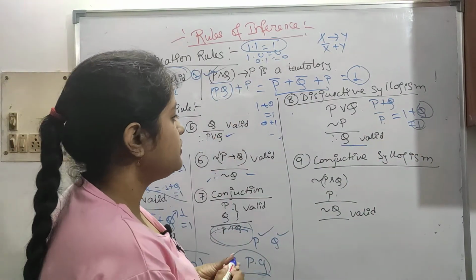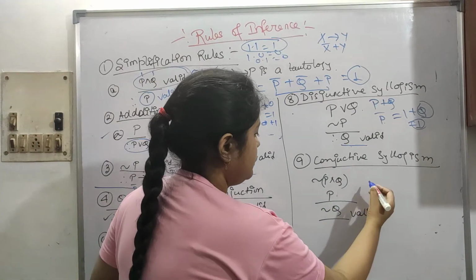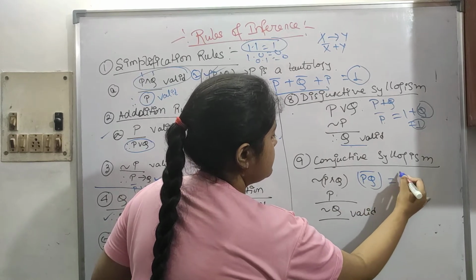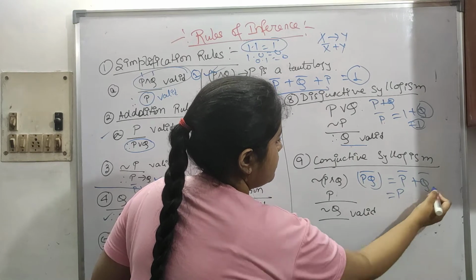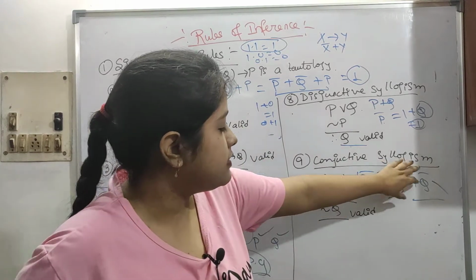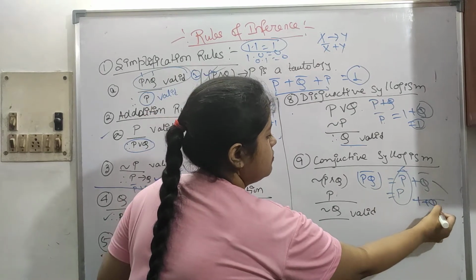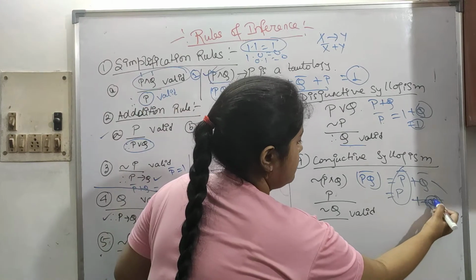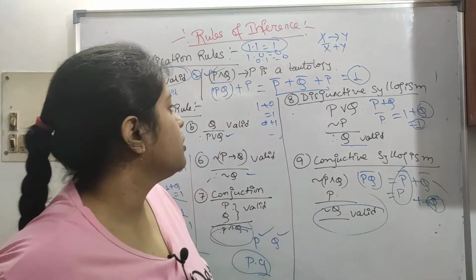Okay. So now next is conjunctive syllogism. This is actually PQ whole bar, which you can write as P bar plus Q bar. Then this is P. From these two you can take this part as 1. 1 plus Q bar, so Q bar is valid. Like this we have done.